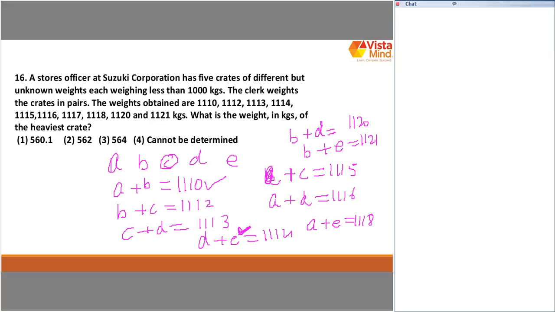Now put the value of A plus B and D plus E back in that, and you will get the value of C. Tell me the value of C. Once you get the value of C, put it back in here and get the value of B. Once you get B, put it back here and get the value of A. Once you get A, put it here and get the value of E.